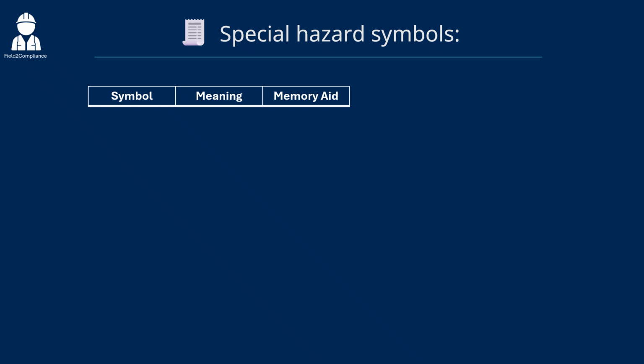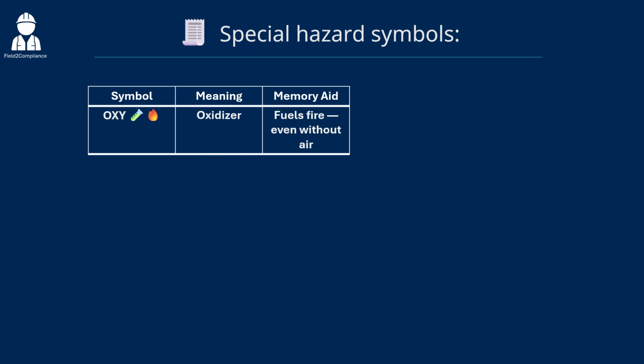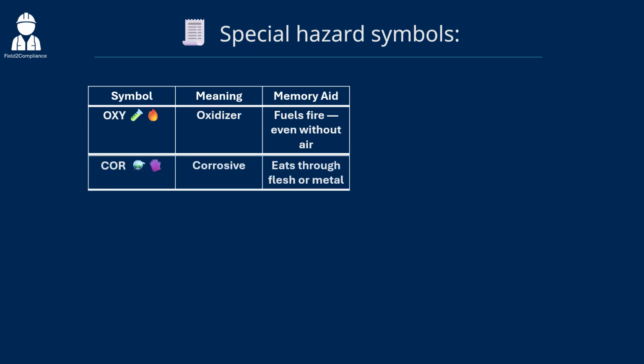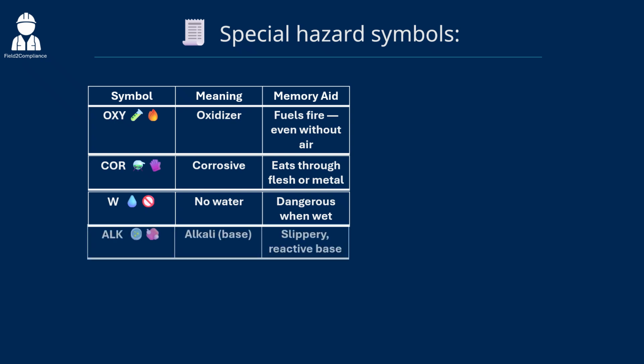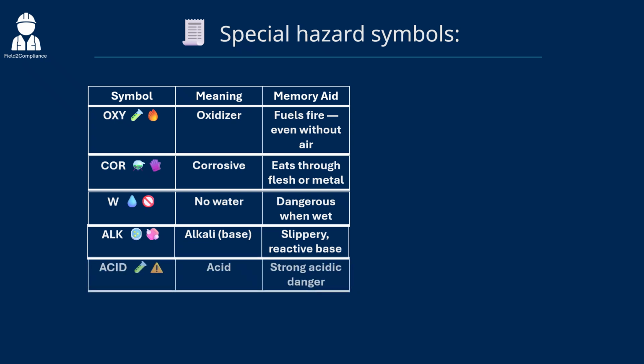These aren't used every time, but when they show up, they matter. OXY means the chemical is an oxidizer. It can fuel fire even without air. COR means corrosive, dangerous to skin and metal. W means no water. The substance could react violently if it gets wet. You also might see ALK for alkalis and acid for acidic materials.